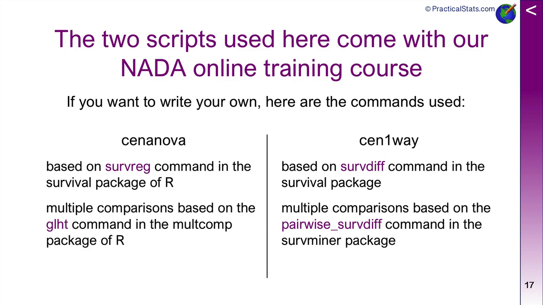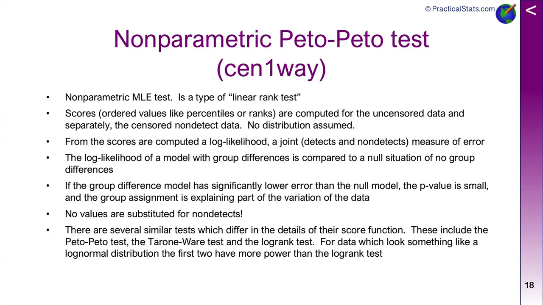So in SAN1-way, this servdiff command runs a variety of these kinds of tests, and the one I'm using here is called the Pareto test. It's a non-parametric test. It is a maximum likelihood kind of procedure. It's going to compute scores, which are a lot like ranks or percentiles, and it will have scores for the uncensored data, and it does calculate scores for the censored non-detect data. The tied values, all the less than 0.05s, will have the same score, but it preserves the idea that they're less than the rest of the data.